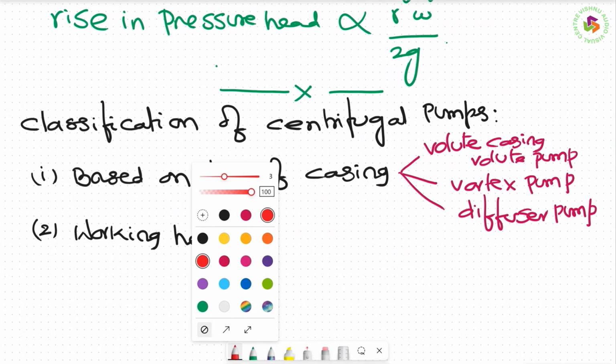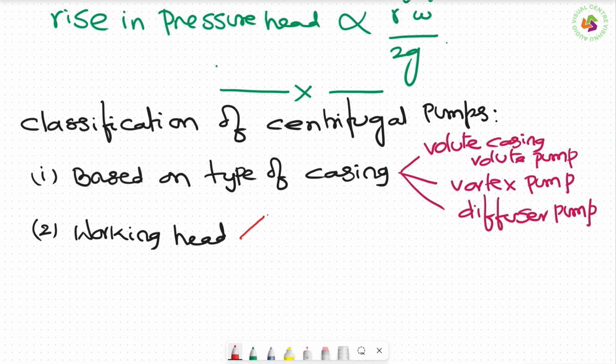So based on the working head, we classify them like this. For example, low lift pumps. Low lift pumps means less than 15 meters. That is first. Then the second one is medium lift pumps.